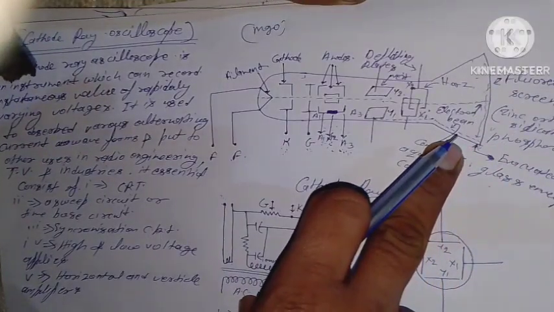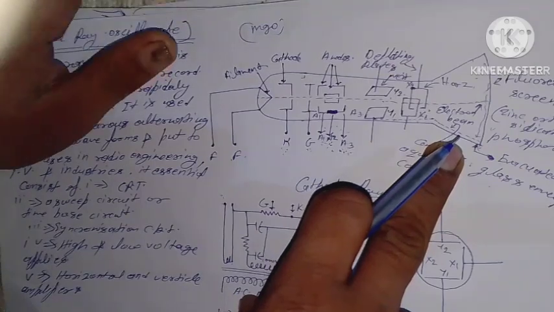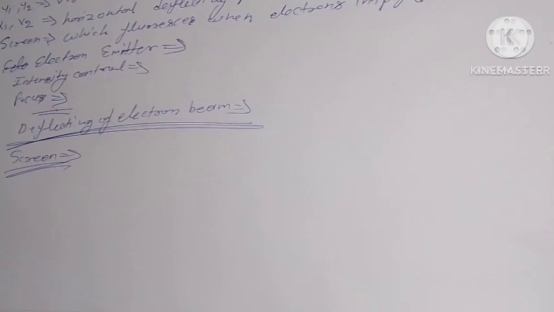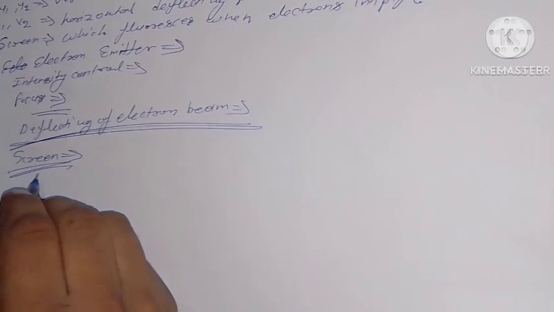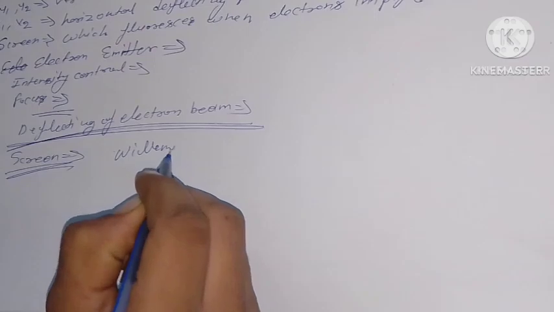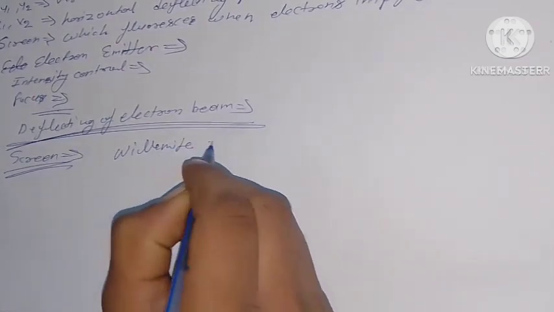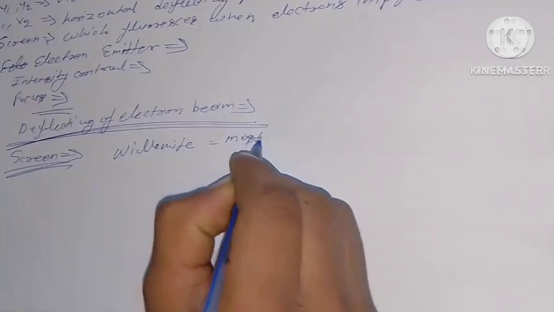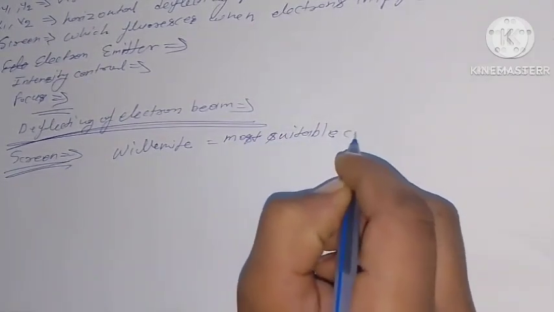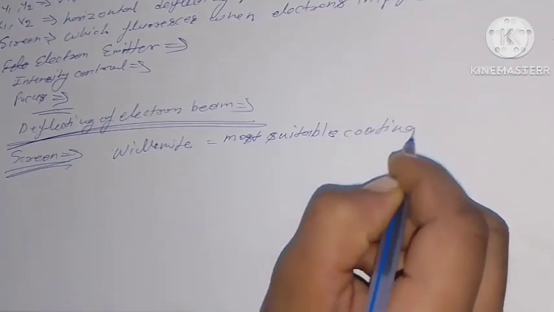What is the most suitable coating material? Willemite. This is the most suitable coating material.